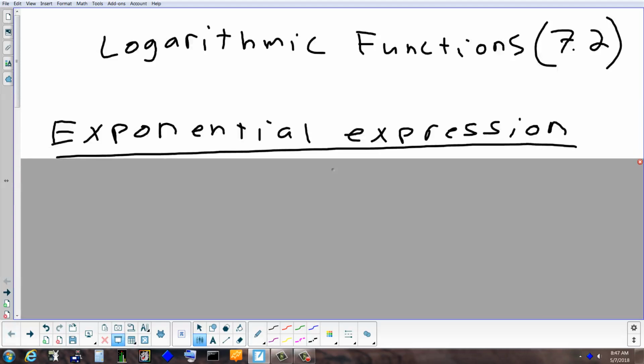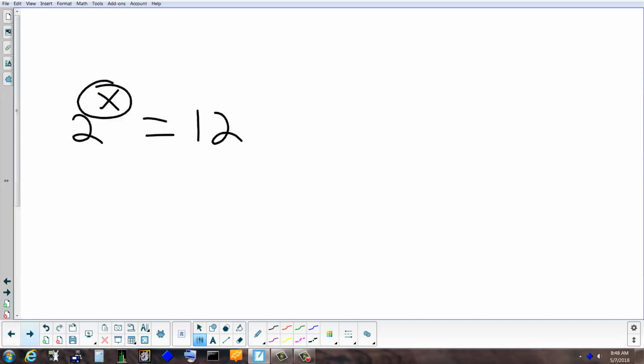So the thing that I just showed you is an example of an exponential expression. If you look at the first few letters in there, it kind of looks like exponent. And an exponential expression is basically anything that has a variable as an exponent.